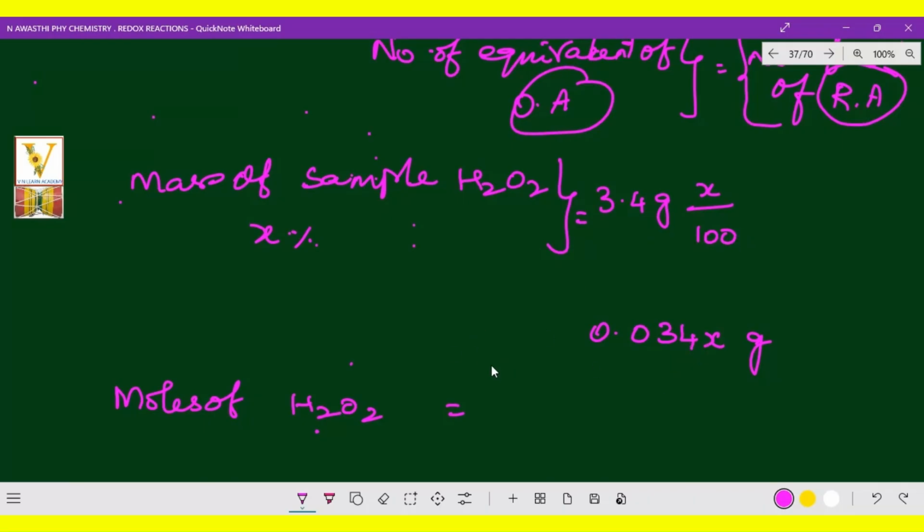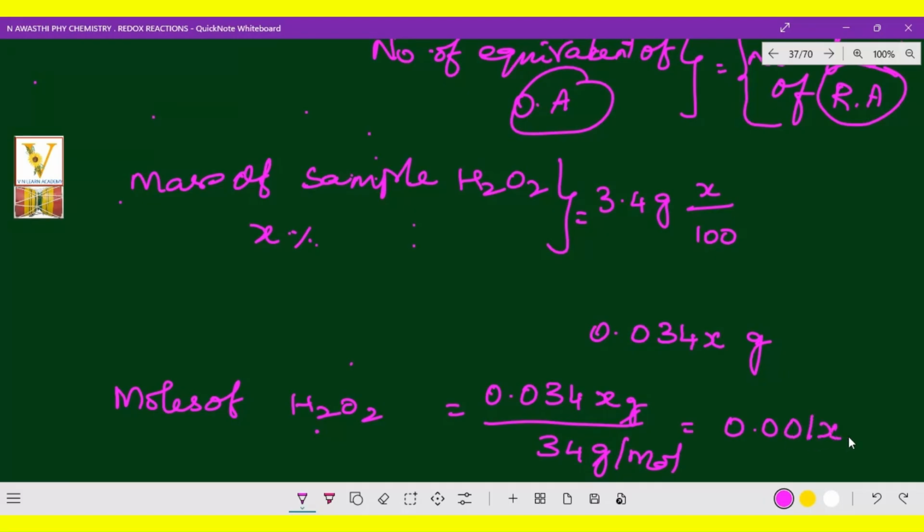Given mass divided by molecular mass gives the number of moles. So the given mass, 0.034 X, divided by the molecular mass of hydrogen peroxide, which is 16 plus 16 into 2, so 32 into 2, 34 gram per mole. Gram and gram cancel, so the answer is 0.001 x mole.